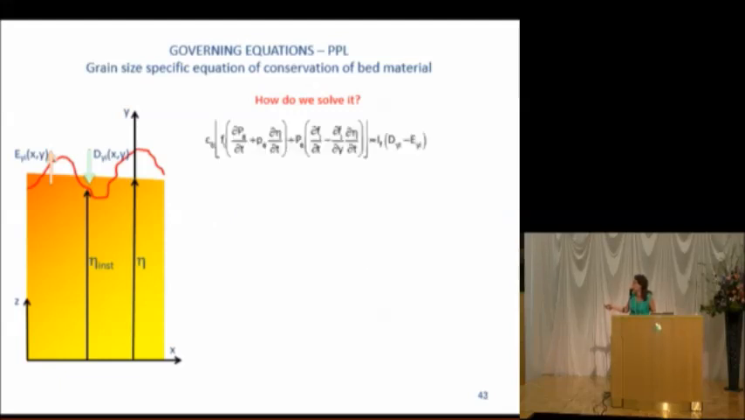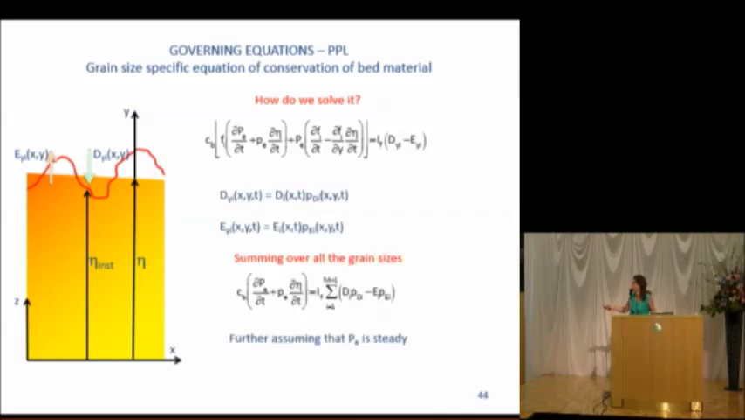Look on this side, we first have to define, let's go with the easy part, which is this one. Entrainment and deposition. We know how to compute D_i and E_i, the total. We define them, the elevation-specific deposition and entrainment, as the product between the total entrainment rate at that cross-section x times a probability of deposition at elevation y. And the entrainment rate is the same thing, the total, times a probability of entrainment at elevation y. So if we sum this equation over all the grain sizes, we find an equation here where we have probability of bed elevation fluctuations, sum of the deposition and sum of the entrainment.